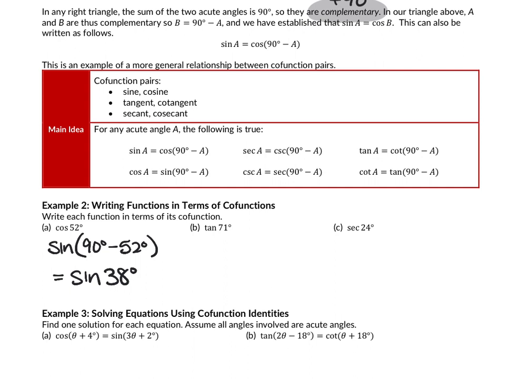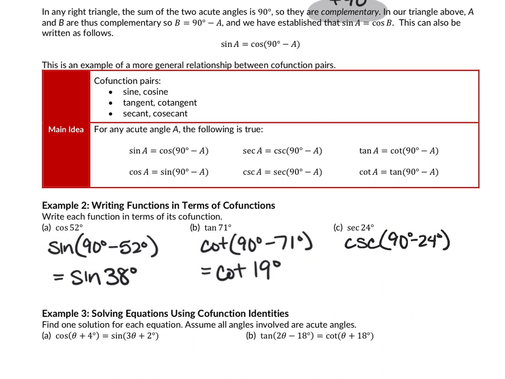For tangent, its cofunction is cotangent. So we know that tangent of 71 is the same as cotangent of 90 degrees minus 71 degrees, which is equal to cotangent of 19 degrees. Based on the definitions shown above, secant's cofunction is cosecant. So we can rewrite secant of 24 degrees as cosecant of 90 minus 24 degrees. 90 minus 24 is 66, so this is the same as cosecant of 66 degrees. So we're just rewriting them in terms of their cofunction.